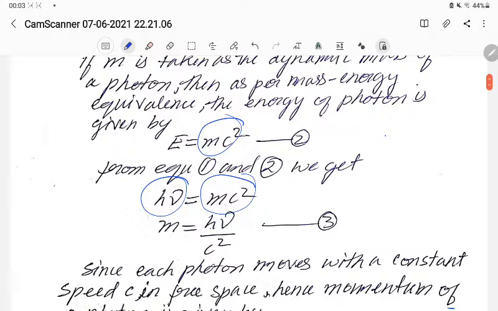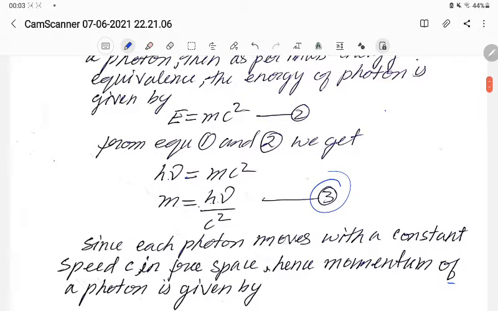Now keep m on one side, so take c square to the other side of the equation. That means it will go downside, c square. So m equal to h mu by c square. Right, so make this equation 3.